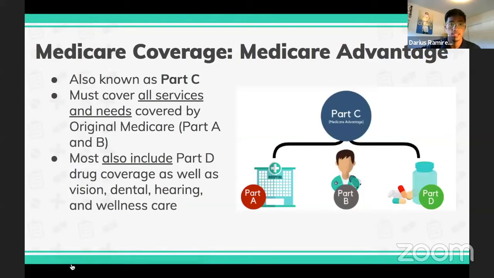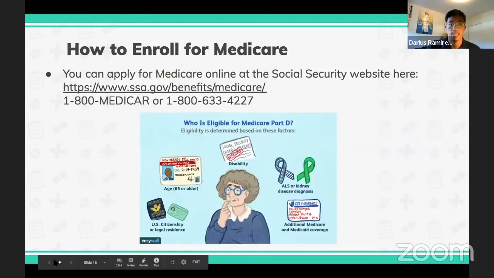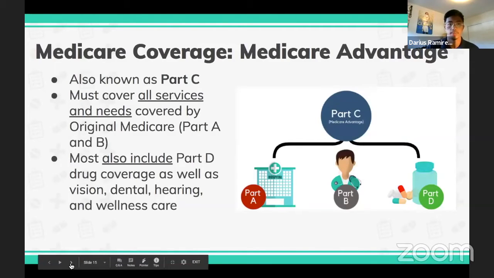And for the last part, Part C, so this is A plus B plus D. This is known as Medicare Advantage, and this covers all services and needs. This must also include Part D, and this includes the vision, dental, hearing, and wellness care. So Medicare Advantage plans are like HMO, in which it's generally cheaper also.